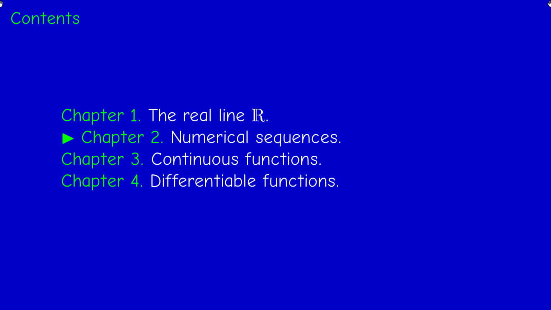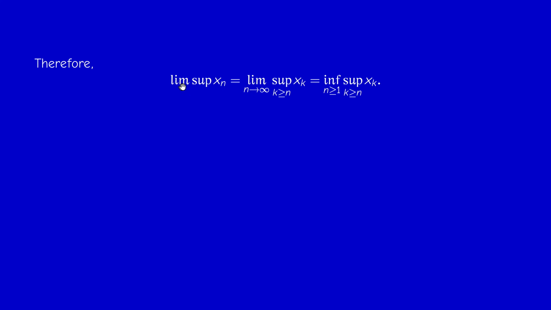Okay, so what do we have? The limit superior of xn, just read it in the same order, is the limit of the supremum of xk, k bigger than n, as n tends to infinity. And the limit is just the inf, because the sequence is decreasing. Okay, so before we continue, let us see some examples.